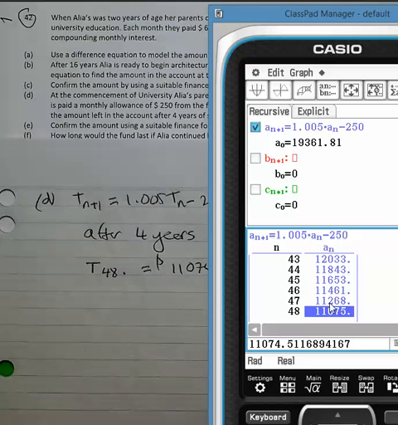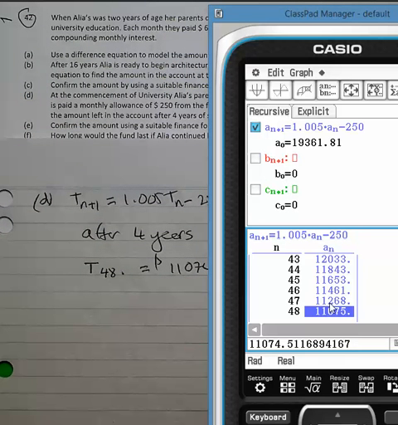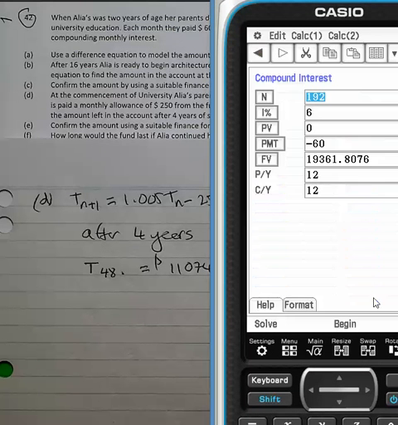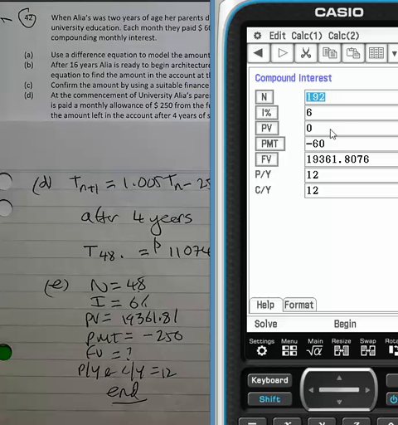Now, if you want to confirm that using the financial formula, we go to the TVM solver or the financial solver. I'll just pause the tape. So we're now looking at what happens after 48 months, 6%. We have 19,361.81. Payment is going to be -250. So it's the bank paying her, if you like.